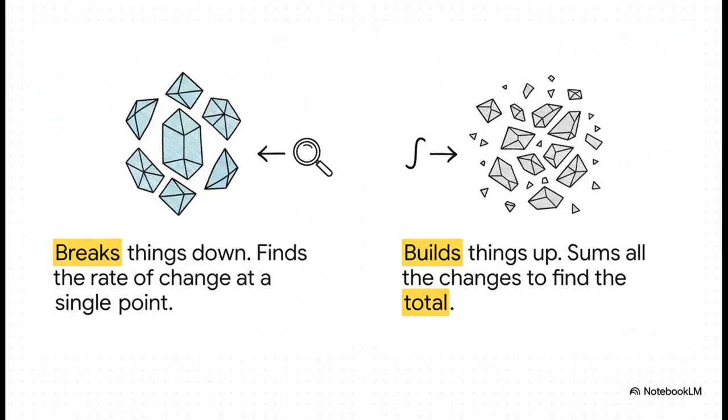So here is the crucial point, the main takeaway. The derivative and the integral are perfect opposites. The derivative breaks a function down into its tiny moments of change. The integral takes all those moments of change and builds them back up to find the total. One undoes the other perfectly.